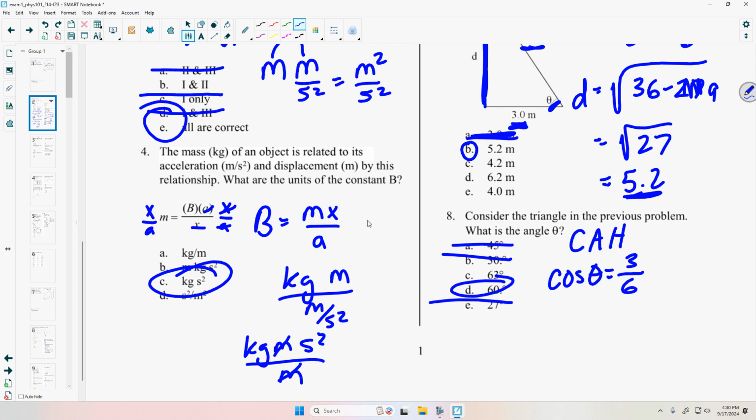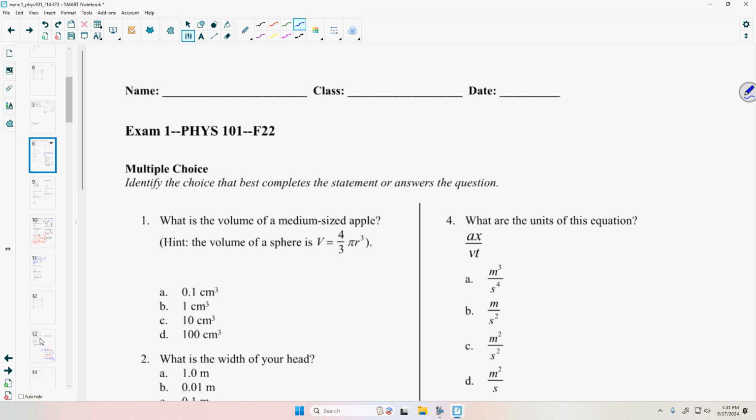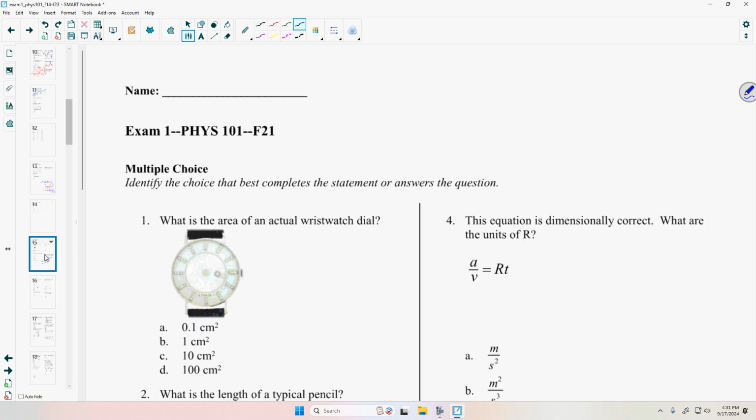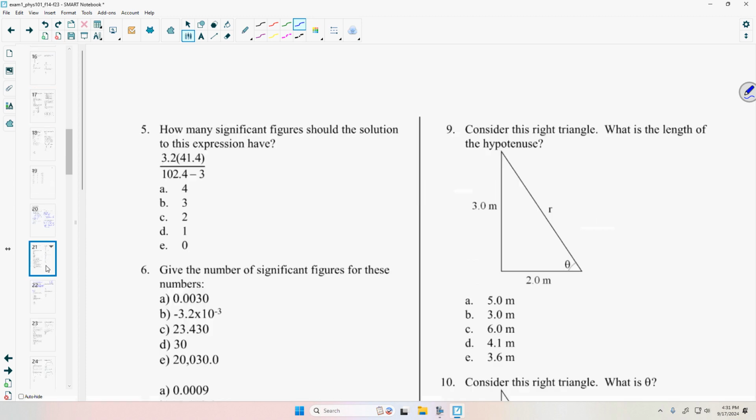But, yeah, Tyrese? 19 on fall 19? Okay. Y'all been practicing the old exams? That's a good way to study. The students that do well, that's what they do.